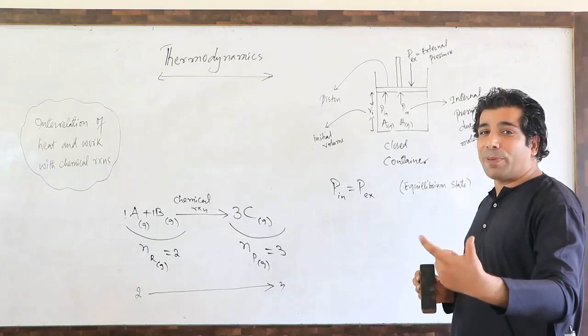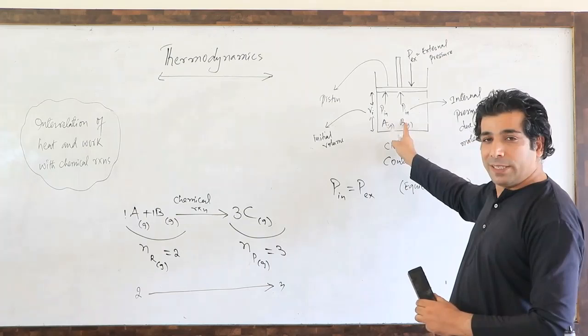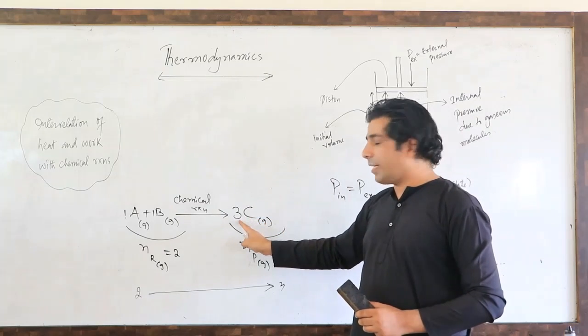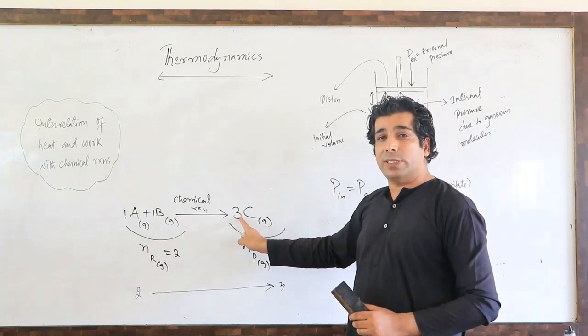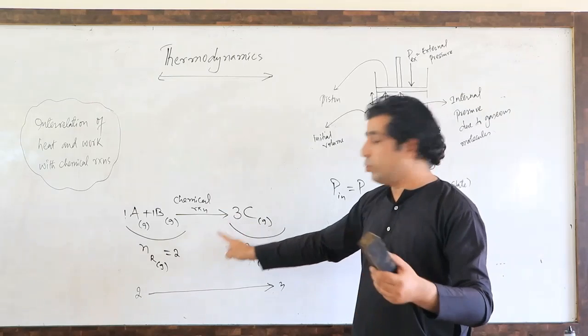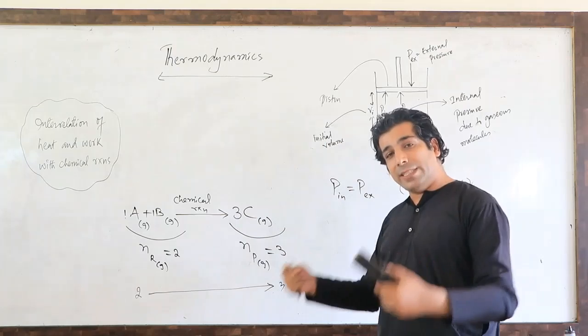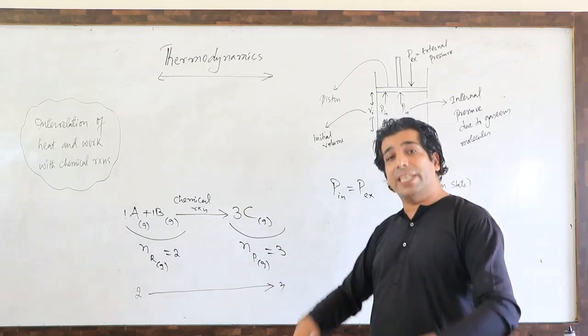3 moles of C. When we have 3 moles of C, what will happen? The internal pressure will increase. Because here it's a pressure due to 2 moles, but now the pressure inside the container will be because of 3 moles. So the pressure will increase because the number of moles are changing from 2 moles to 3 moles in a chemical reaction.